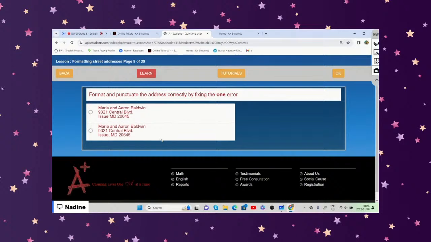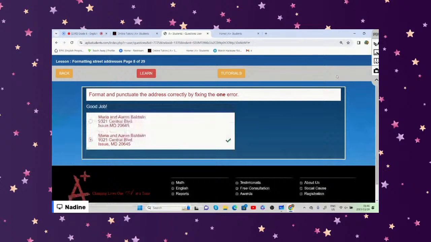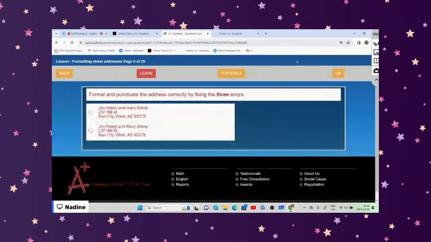The state is MD, both capitalized. And then we have the zip code, which is 20645. So which means that we are going with the second option. And the second option is correct.